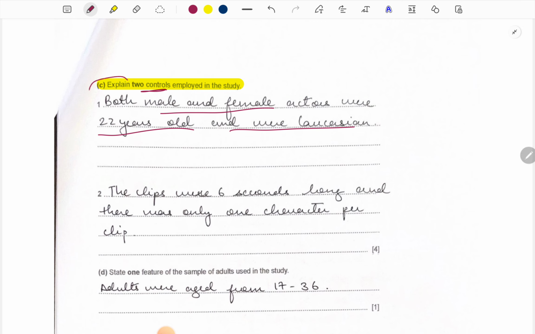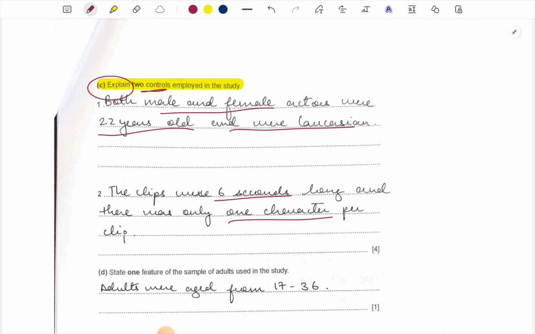I mean, the command term is explain. This is like just outlining the thing and leaving it. Next is the clips were 6 seconds long and there was only 1 character per clip. Again, how does this serve as a control? And to some extent it sounds more like standardization to me rather than a control. One thing before I discuss the answer written by these students. In this study, the controls are so simple, like having tightly cropped and black and white photographs so that the brightness of clothing worn by Dora and Diego would not be a reason for identification.